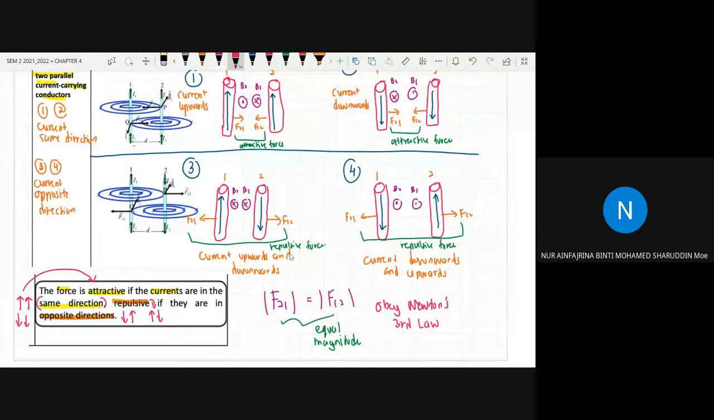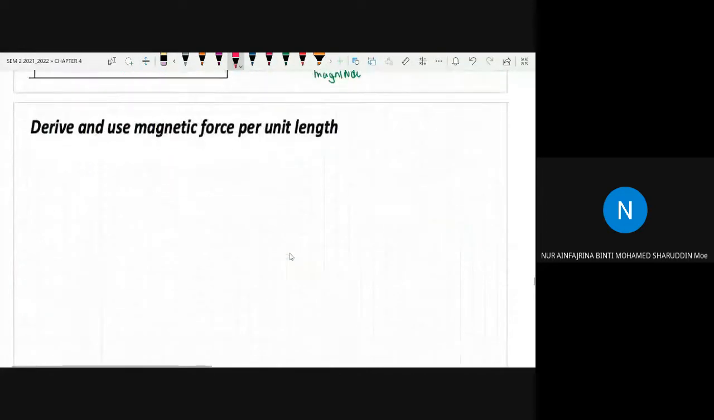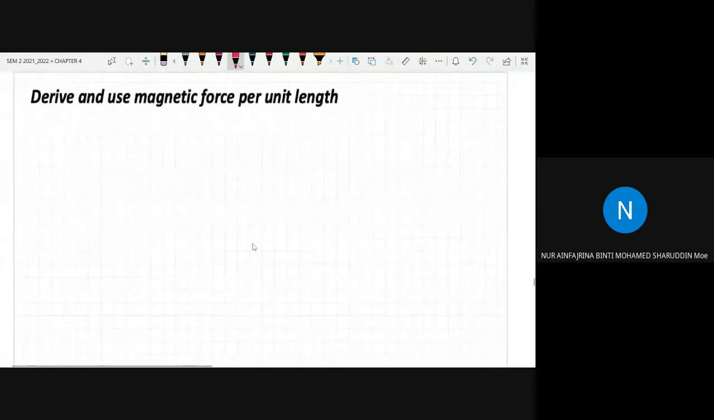Okay, may I proceed? Okay, I'll proceed with the derivation. So now kita akan derive. We are going to derive and use magnetic force per unit length. Maksudnya kita nak cari force per unit length. Okay, kita akan ada dua wire. So wire 1 and wire 2.